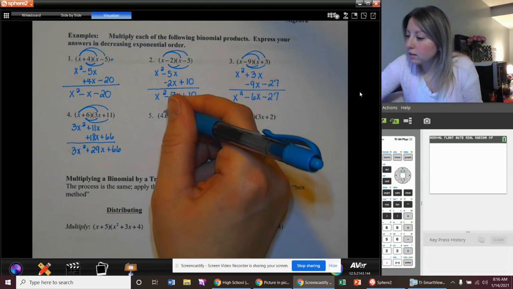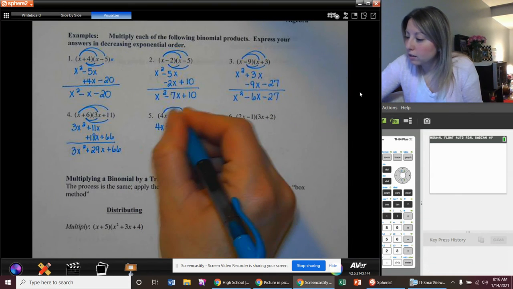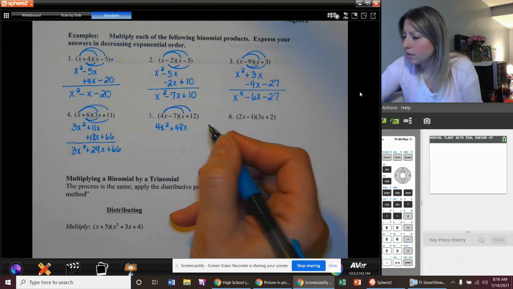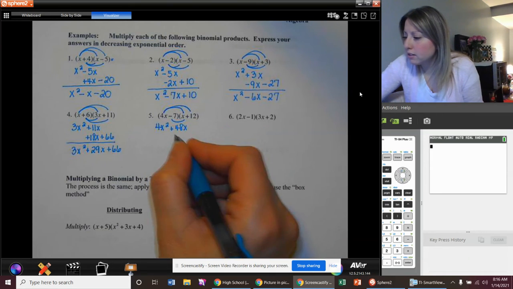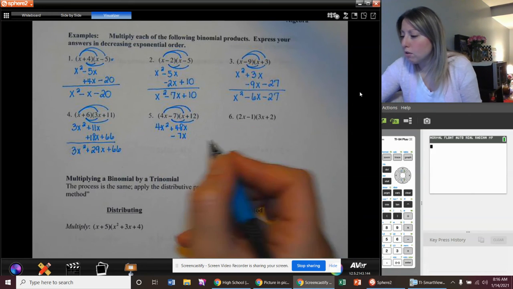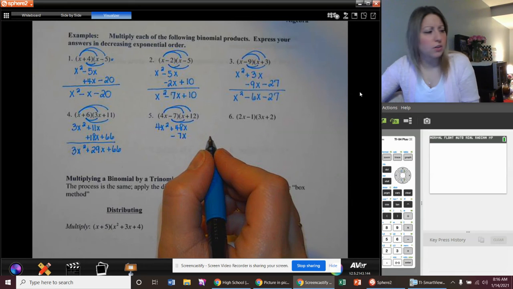Again, 4x times x is 4x squared. 4x times 12 is positive 48x in the middle. Negative 7 times x is negative 7x. And negative 7 times 12, oh, what's that? 84? No, I think that's 14.